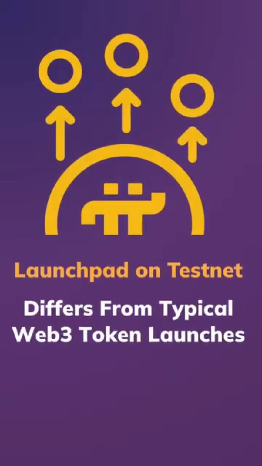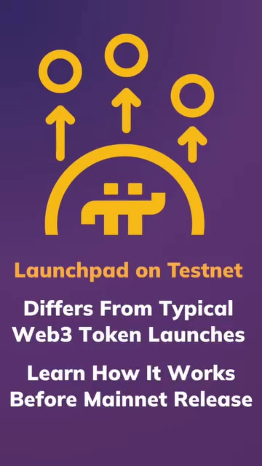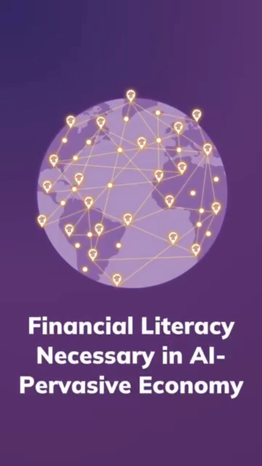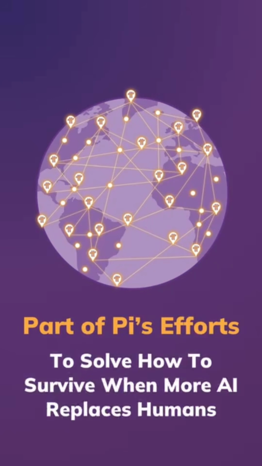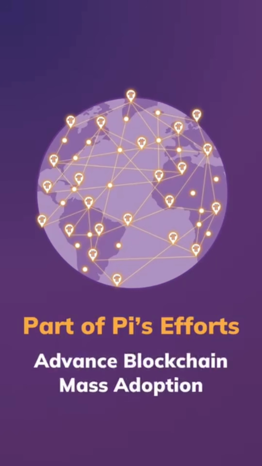Since the Launchpad works differently from typical Web3 token launches, it's starting on Testnet first. This lets pioneers learn how it works before it goes live on mainnet. Pi believes financial literacy is necessary for people to live in an AI-pervasive economy, so educating pioneers globally about these new financial mechanisms in a safe environment is part of Pi's efforts to solve the world's question of how individuals can survive the era where more AI replaces humans, and to advance mass adoption of blockchain technology.